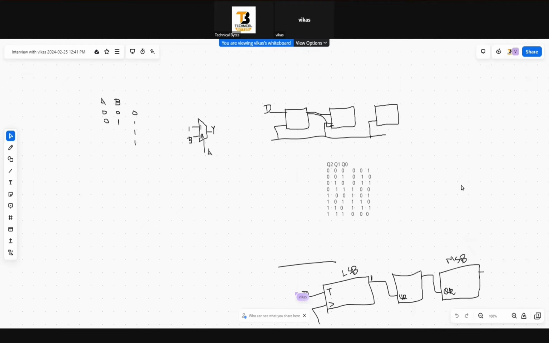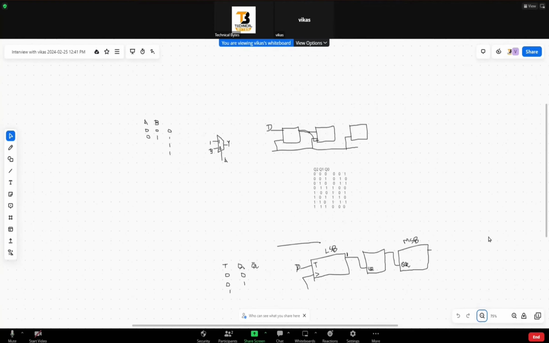Now write the truth table of T flip flop. Okay. What is Q bar? Next state, like the current output state, when T. Can you draw it in the middle? Actually, it's totally going in the bottom. Now I have zoomed out. Yeah, it's fine. Okay.